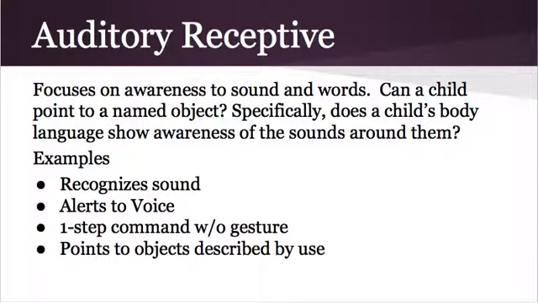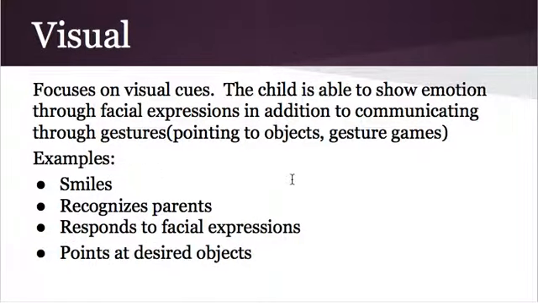Are they able to point to objects that are described by the way you use them? So these are different things that are tested in the auditory receptive section. The third section is the visual section. This focuses on more visual cues of a child.